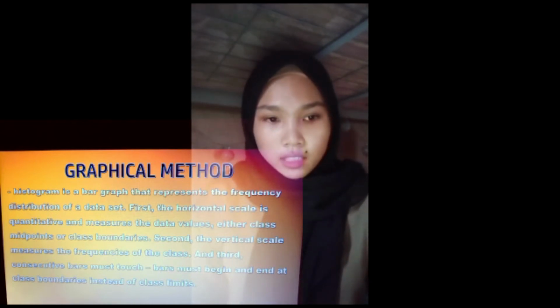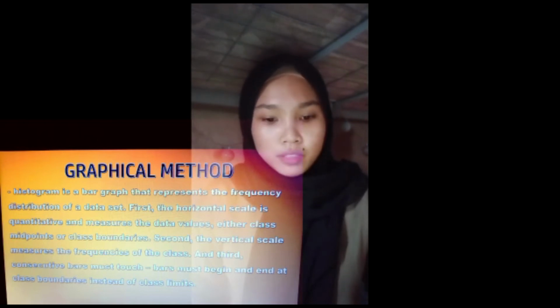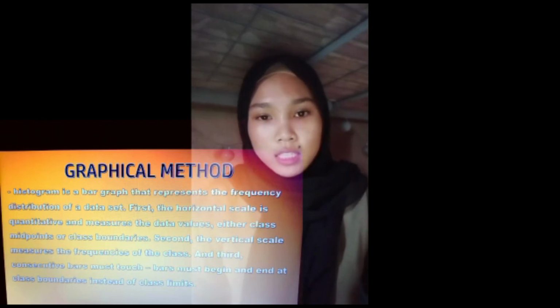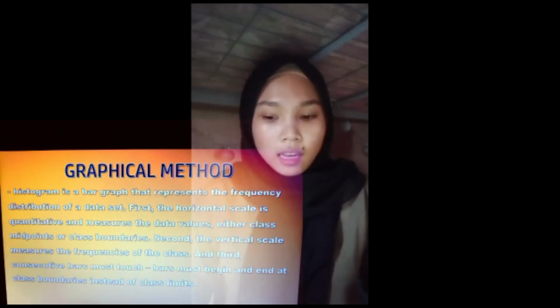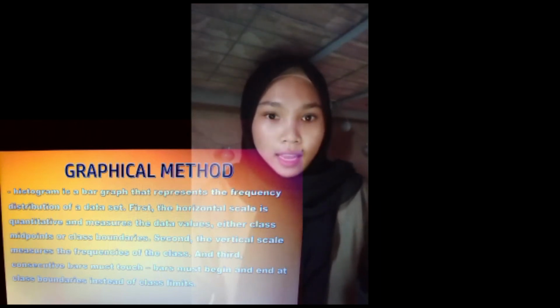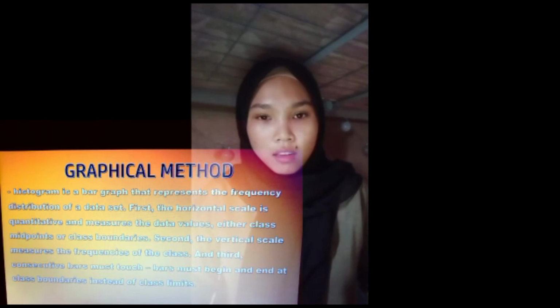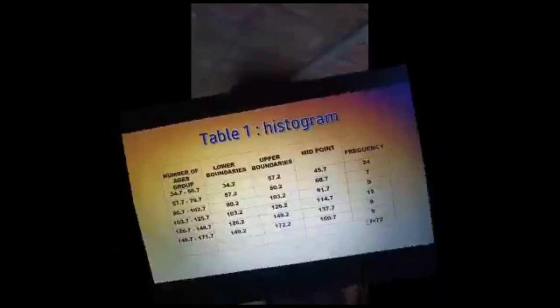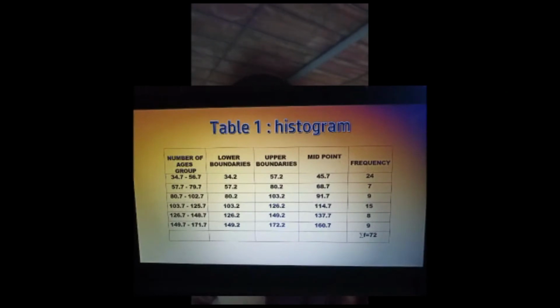First, the horizontal scale is quantitative and measures the data value, either class midpoint or class boundaries. Second, the vertical scale measures the frequencies of the class. And third, consecutive bars must touch. Bars must begin and end at class boundaries instead of class limits. So this table shows the data to draw the histogram. Okay, this is the histogram.